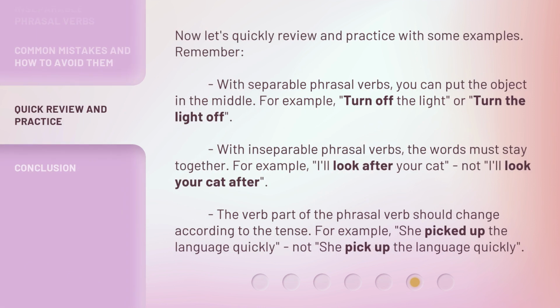Now let's quickly review and practice with some examples. Remember, with separable phrasal verbs, you can put the object in the middle. For example, turn off the light, or turn the light off. With inseparable phrasal verbs, the words must stay together. For example, I'll look after your cat, not, I'll look your cat after. The verb part of the phrasal verb should change according to the tense. For example, she picked up the language quickly, not, she pick up the language quickly.